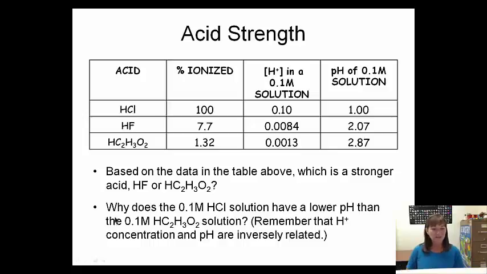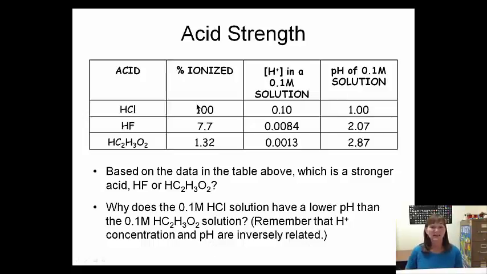The second question: why does the 0.1 molar hydrochloric acid solution have a lower pH than the 0.1 molar acetic acid solution? The concentration of these acids is the same, so a lot of students think that the pH should be the same. But remember, the hydrogen ion concentration and the pH are inversely related.